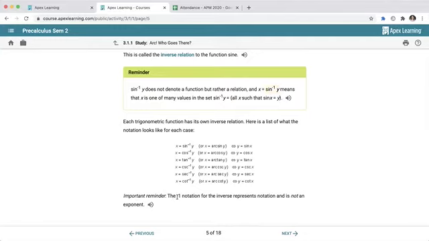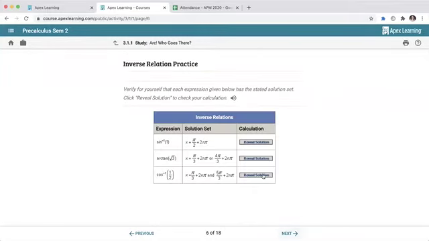But the -1 notation up here is not saying I take sine to the power of -1. You have to specifically use the sine -1 button, which can be found by hitting second sine. Or cosine -1 is found by hitting second cosine. So again, keeping that in mind. And you can go through this.